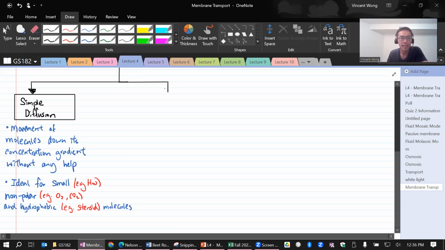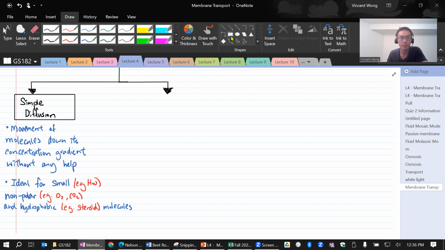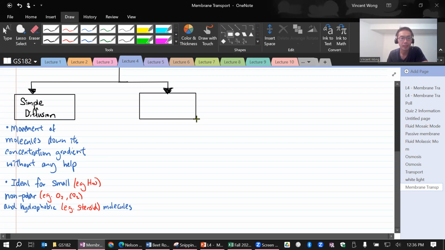So we have a second type of passive transport. It is osmosis, right? Osmosis, which is basically the diffusion of water. Okay.